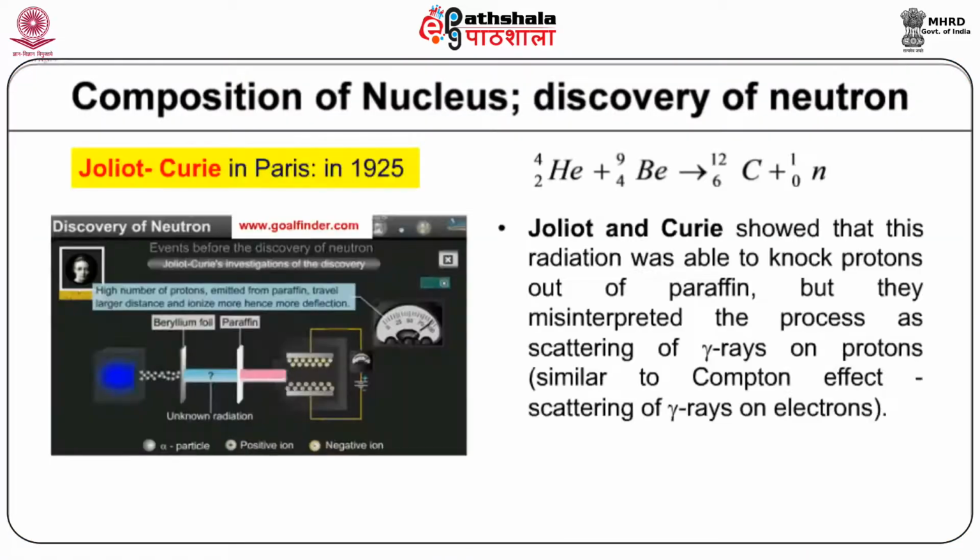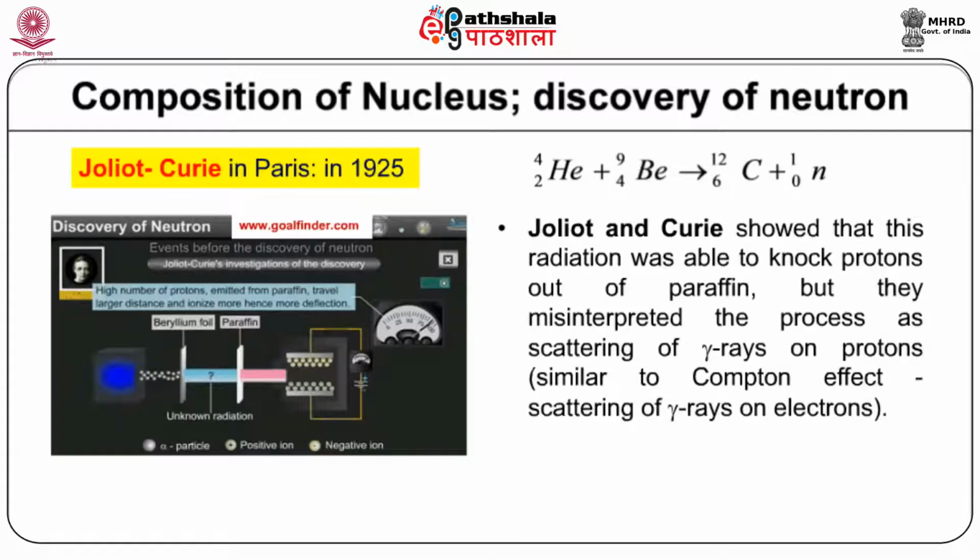Composition of nucleus, discovery of neutron. As in the previous slides, we have seen the earlier theory of electron-proton inside the nucleus had some serious consequences and could not be justified on the basis of various issues. So people started looking beyond that theory, and in that process the neutron was discovered.